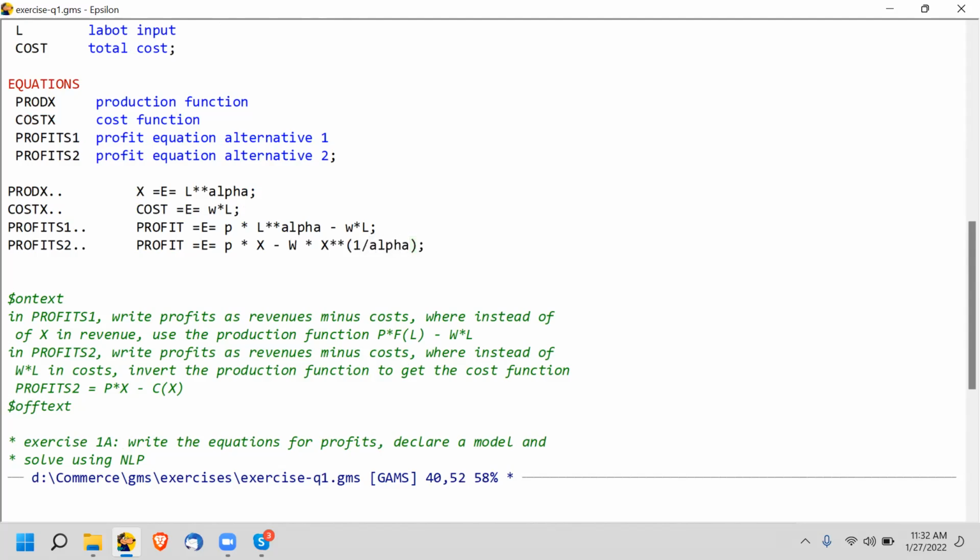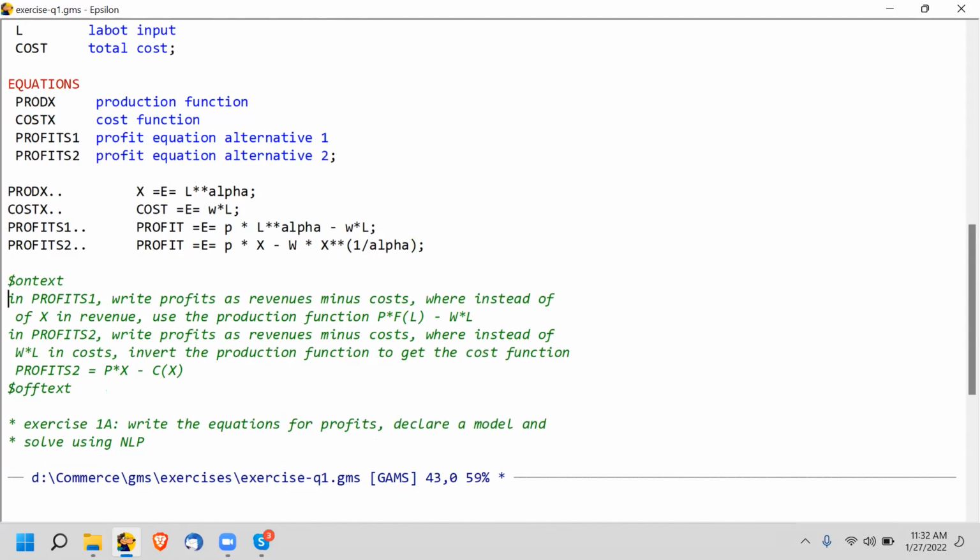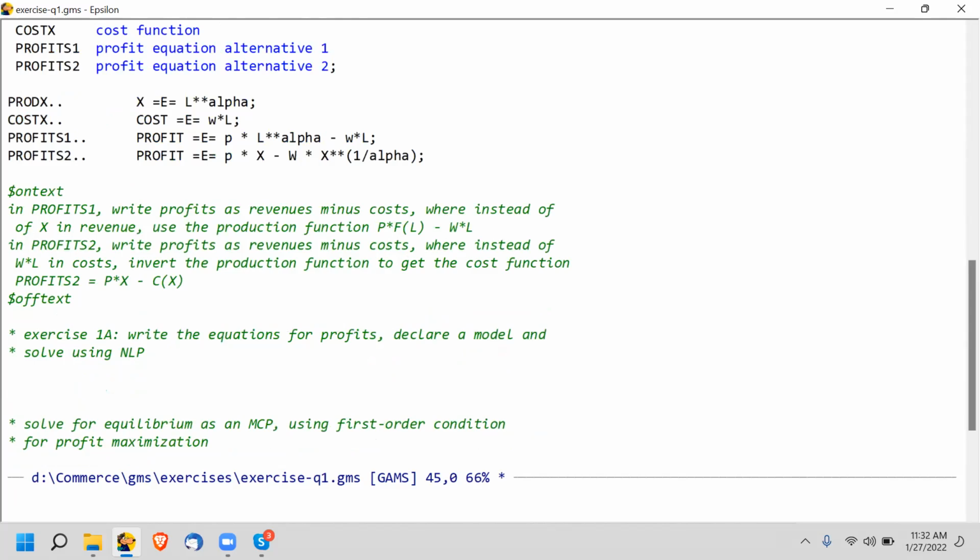Oh, I see. Hold on. Yeah, right? So we have two different forms: one where we just focus on the input and the other where we focus on the output. So that's profits one and profits two. Okay, so you just brought that over and flipped it around. Yeah, that makes sense. So this is exercise 1A.